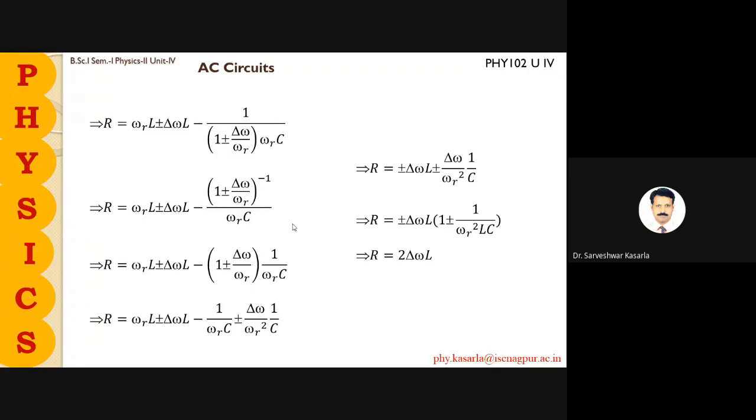This 1 upon omega r square LC will be equal to 1 because omega r square is equal to 1 upon LC. We have seen in the derivation of resonant frequency, or say resonant frequency expression is given by omega r is equal to 1 upon under root LC. So therefore 1 upon omega r square into LC is equal to 1. So that is equal to 2 times omega delta omega L. Okay. Then the bandwidth is nothing but the 2 times delta omega L as shown in figure, previous figure. Okay. So that is equal to R by L.